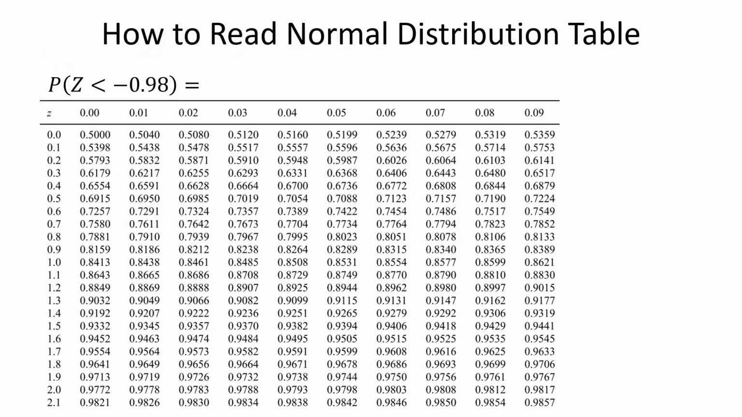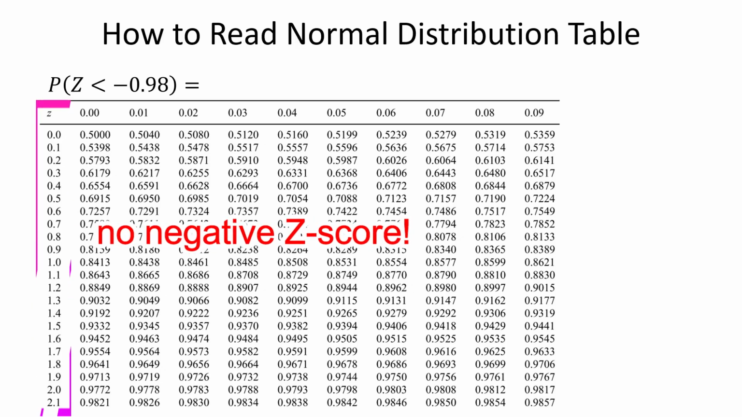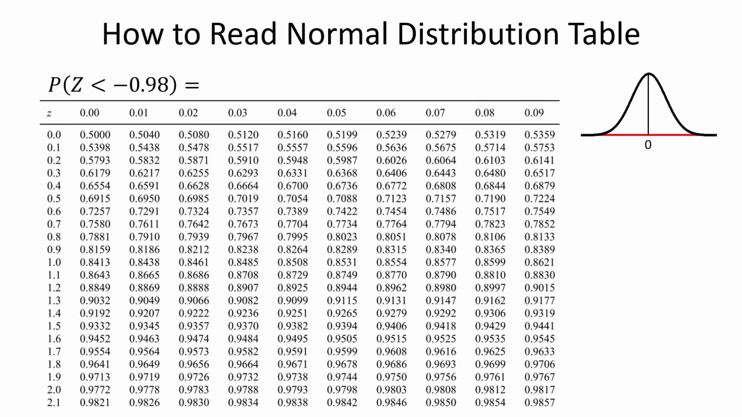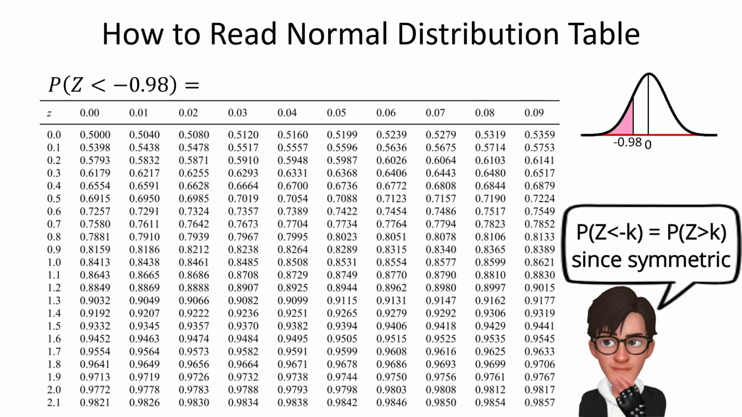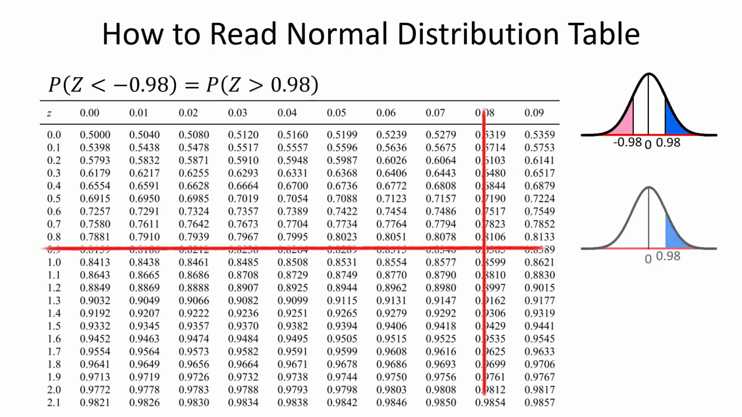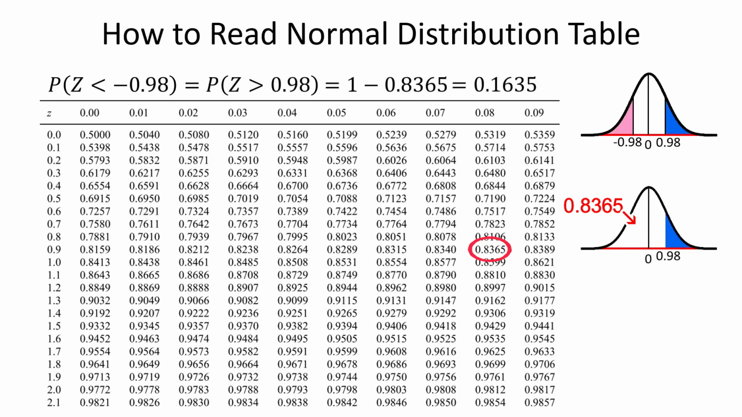Even though the table doesn't display negative Z-scores, we can rely on normal distribution symmetry. This symmetry assures that the probability of the left side is the same as that of the right. Utilizing this principle, we can confidently arrive at the correct answer.